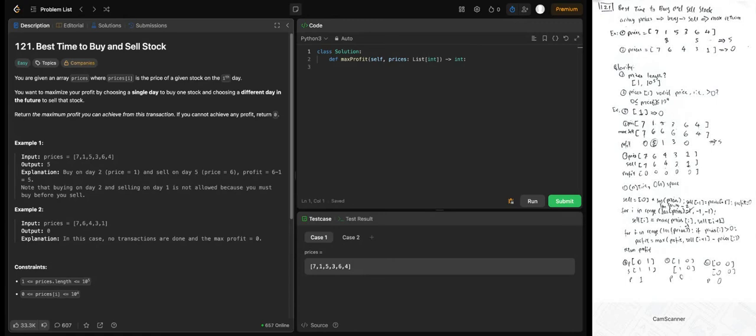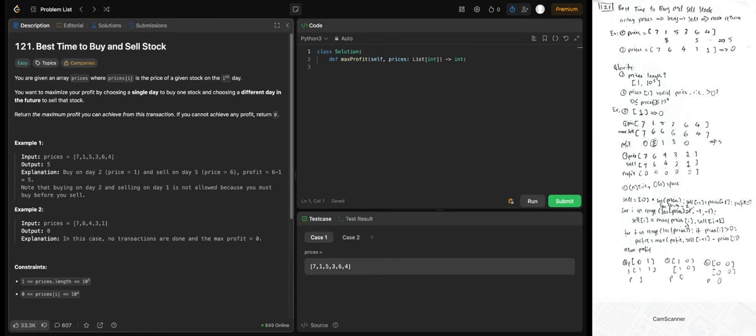Well, there is a range issue again. I cannot buy at the last day, so let me update the second loop to length of prices minus 1, and then towards the end I can buy at 6, at 4, so I make no profit, and at the end it will return 5.